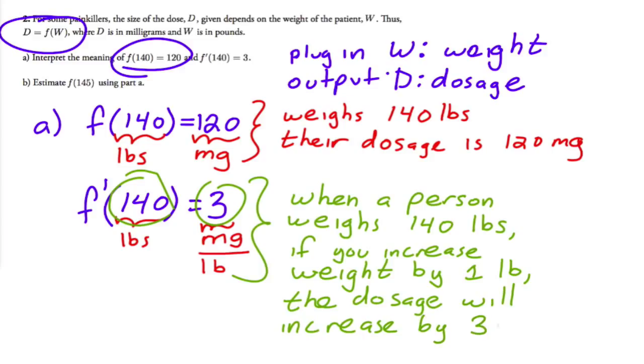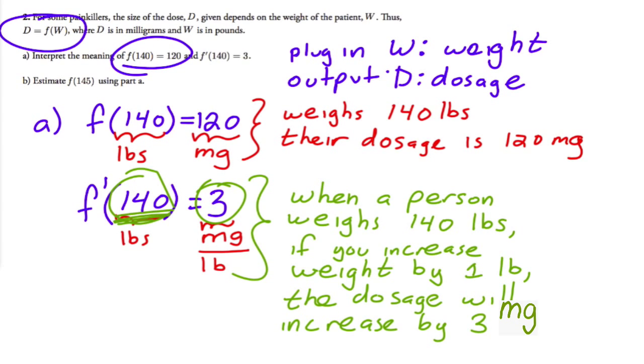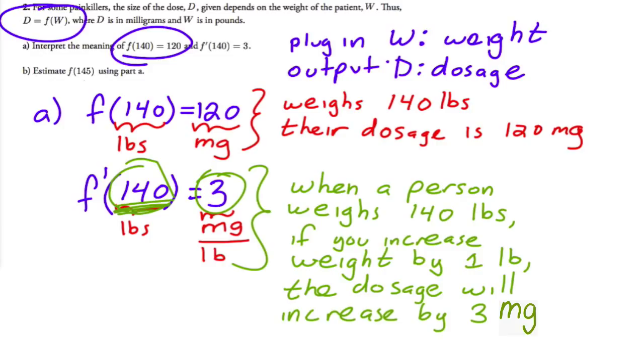And this is approximate because, again, this is the instantaneous rate of change. So exactly at that point, this is how fast the dosage is increasing per pound. So if a person goes up to 141 pounds, then they're going to need to increase their dosage by about 3 milligrams. Now, this doesn't mean that it's always 3 milligrams. It just means at exactly that point when the person weighs 140 pounds. At 150, it might be a little different.